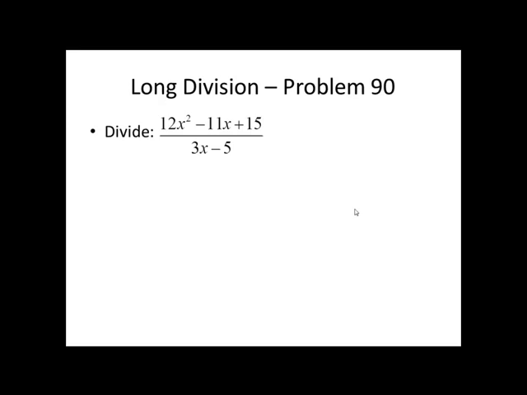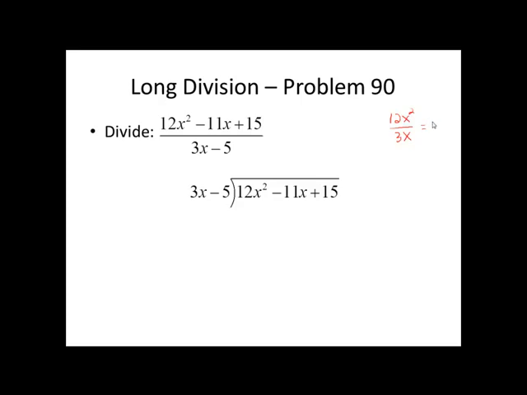Okay, the last problem in this chapter, everybody's favorite, long division with polynomials. The denominator is the divisor and goes outside the division box. The numerator is the dividend and goes inside the division box. First thing we have to figure out, what do I multiply by 3x that will give me 12x squared? Or in other words, what is 12x squared divided by 3x?